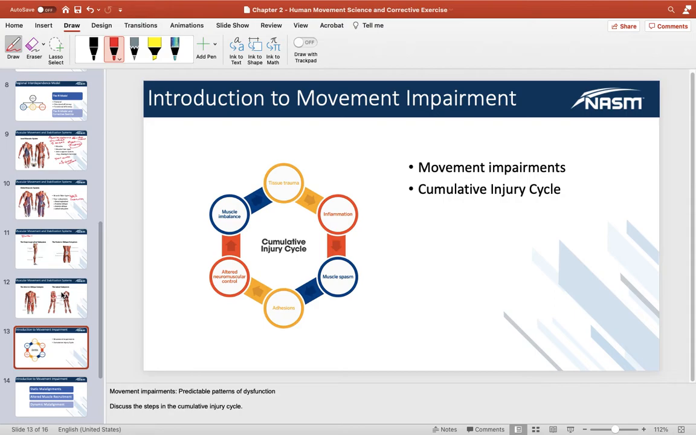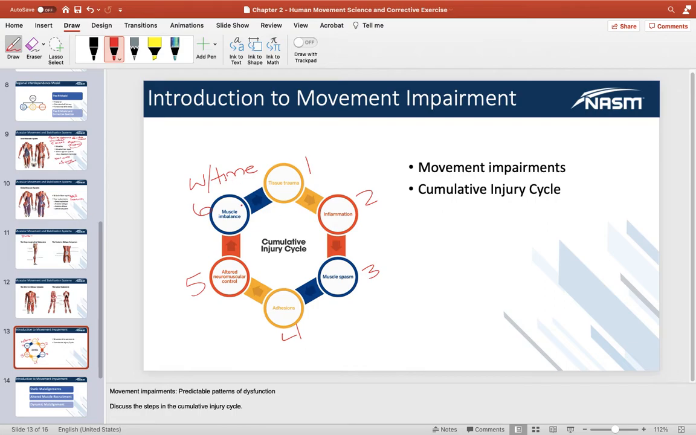Okay. So what we end up with is what we call your cumulative movement cycle. So this is number 1, number 2, number 3, number 4. Come on over to number 5, and then lastly number 6. This is your cycle. Tissue trauma leads to inflammation, which leads to involuntary muscle spasms, which then leads into the adhesions that form on your muscle groups. At that point, if those adhesions are not taken care of, that can lead to what we call altered neuromuscular control. And then over time, this leads to muscular imbalance. All right. And this is pretty predictable.